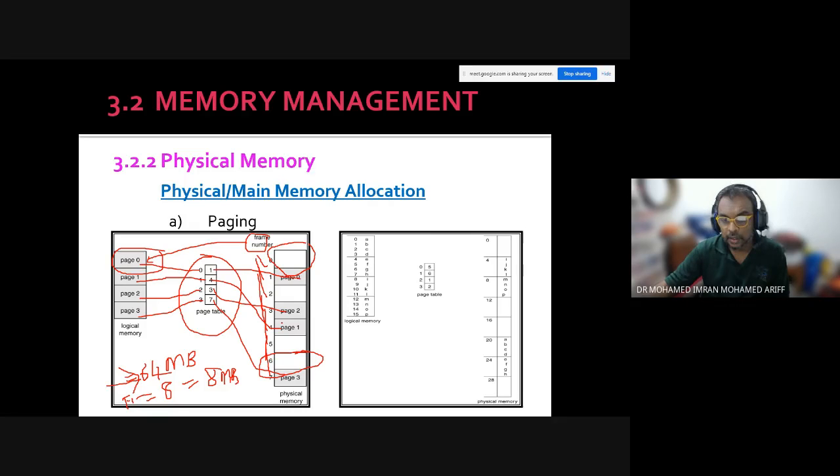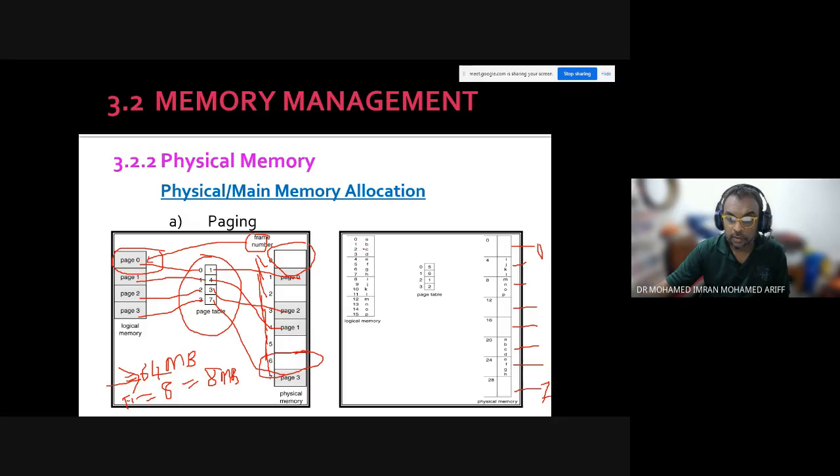Okay? Alright. So in this case, how many frames do we have? 1, 2, 3, 4, 5, 6, 7, 8 frames. Tetapi kiraan dia bermula dari 0 sampai 7. Okay, we have 8 frames.